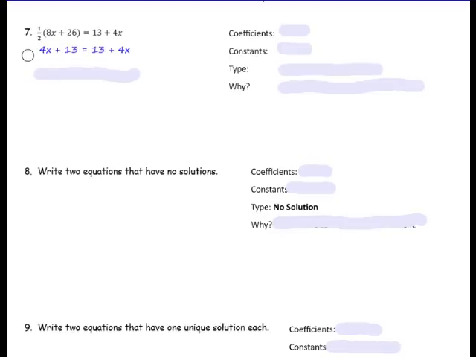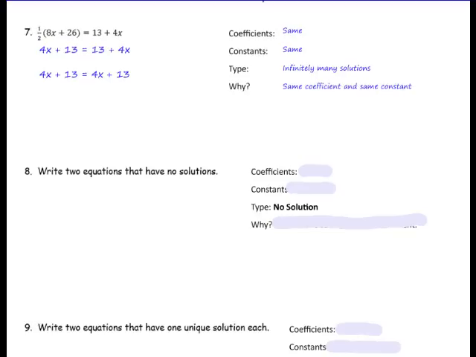First, use the distributive property, and then I just rewrote the problem using the commutative property. That helped me to identify my coefficients and my constants. They're both the same. This equation will have infinitely many solutions. It has the same coefficient and the same constant. When the left side is identical to the right side, identical means infinitely many.